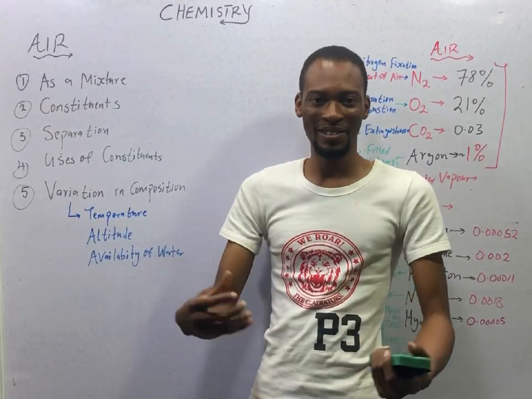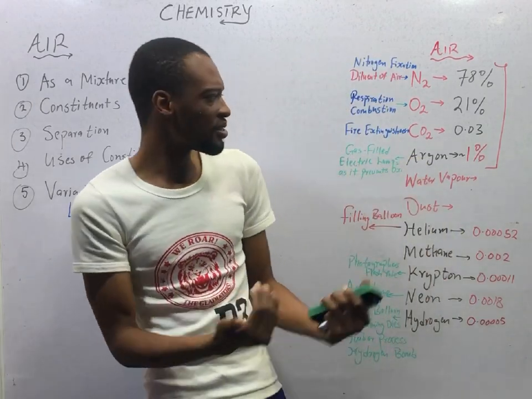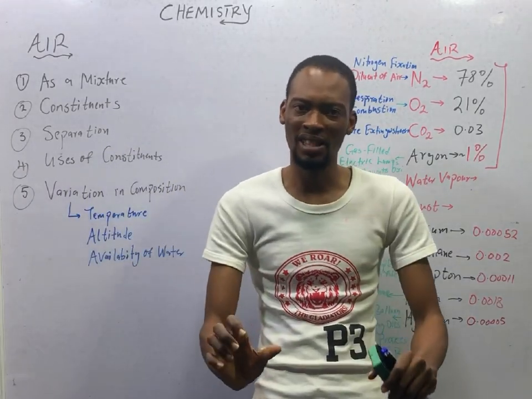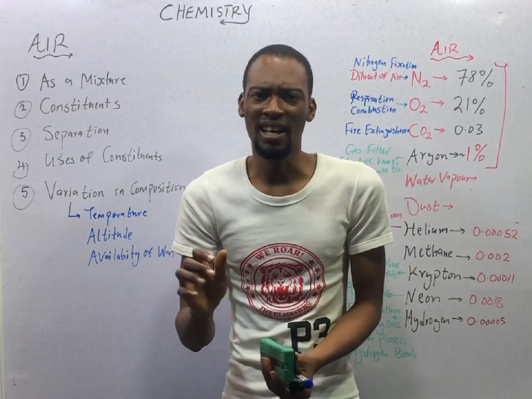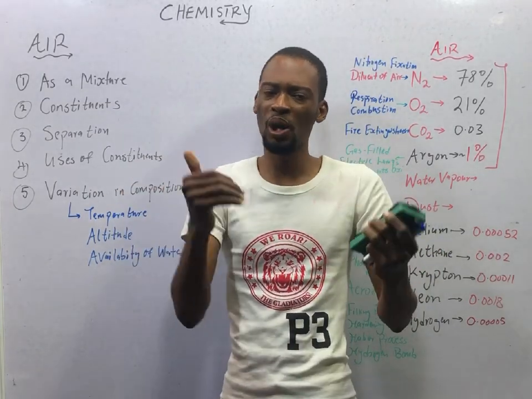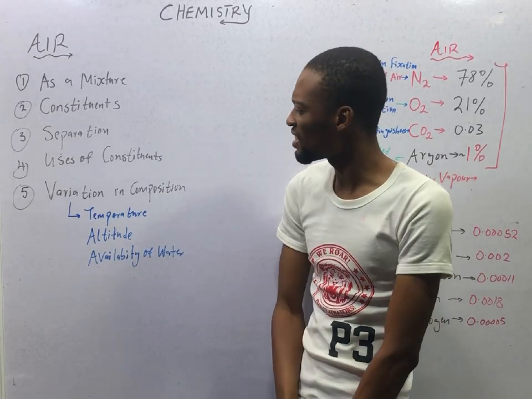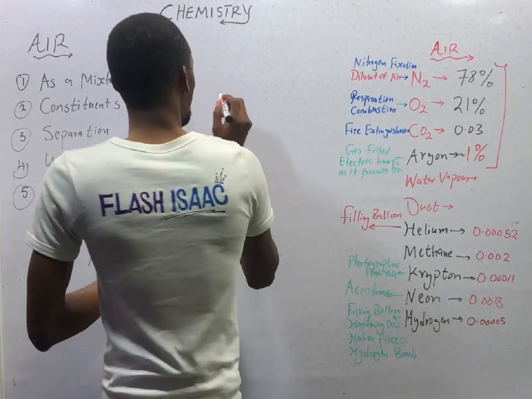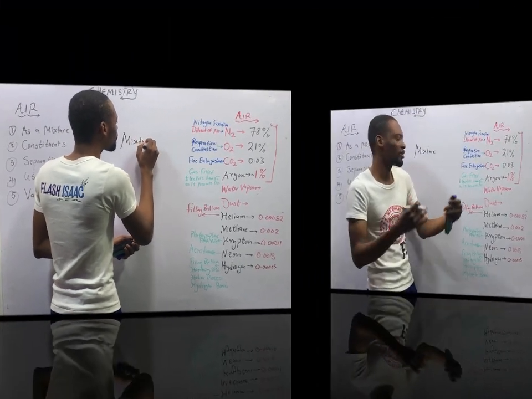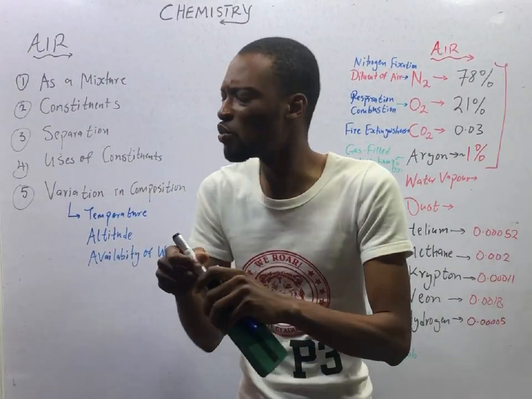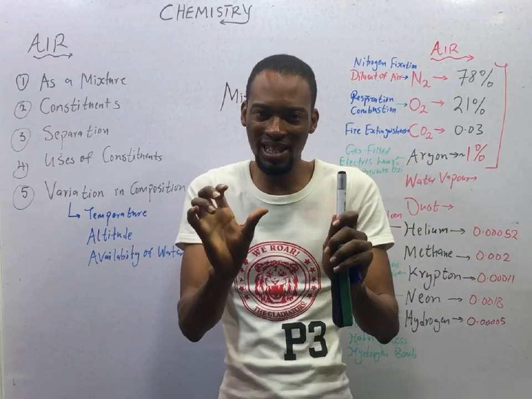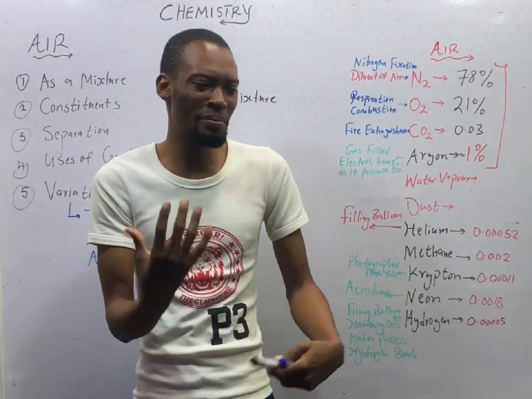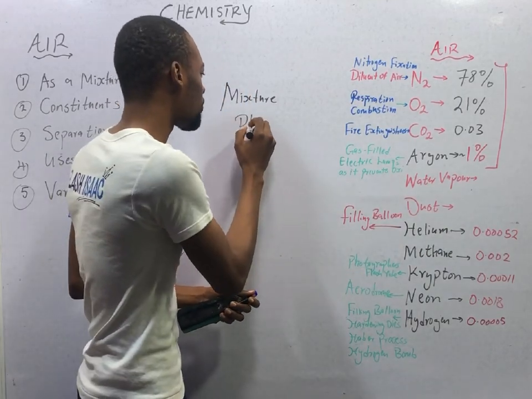In episode number one, we established that chemistry is the study of the composition, properties, and uses of matter. Then we agreed that matter is divided into pure and impure substances. The pure substances are elements and compounds. Meanwhile, the impure part of matter is referred to as mixture. Mixture is a combination of two or more substances in which each of the substances still retains their identity. That is to say, mixture is two or more substances, elements, compound, whatever, combined physically.